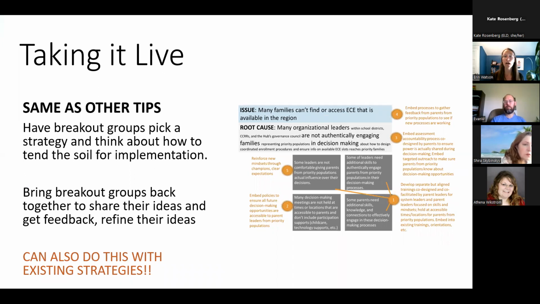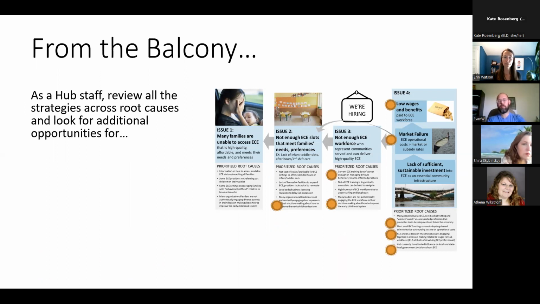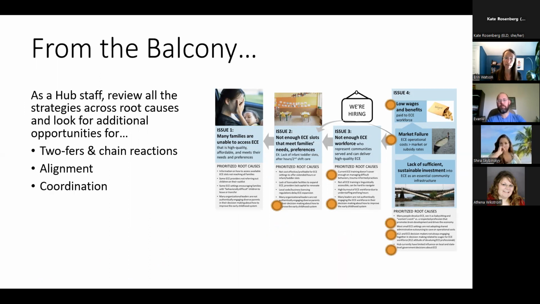Now, I want you to pull yourself up to an even higher balcony position. So let's say your hub is developing lots of strategies. As they do that, your hub staff, your backbone staff, are going to review those strategies coming up, and you're going to look for additional twofers and chain reactions, opportunities to further align, coordinate, and ensure those strategies are family-centered, and then bring up questions that help your hub partners see those opportunities as well.